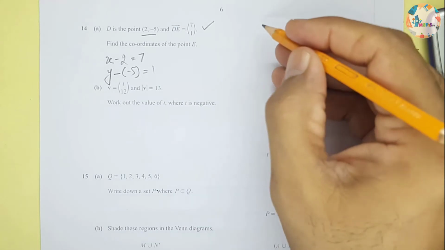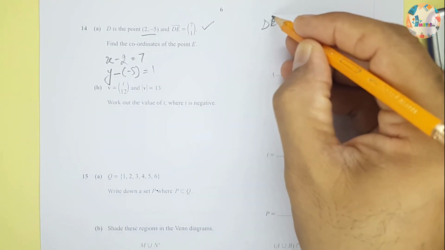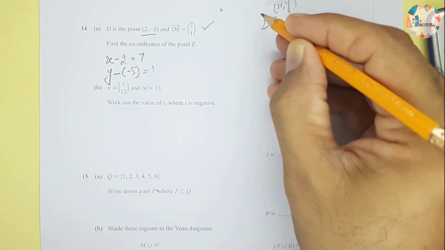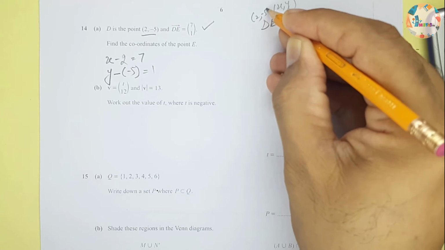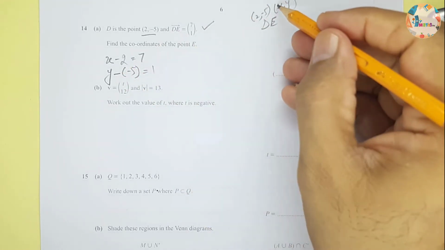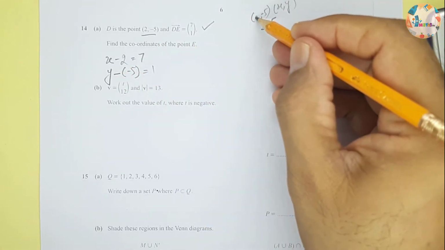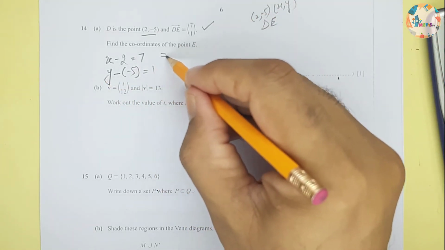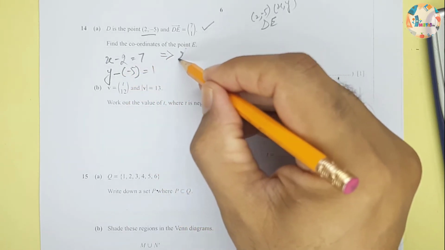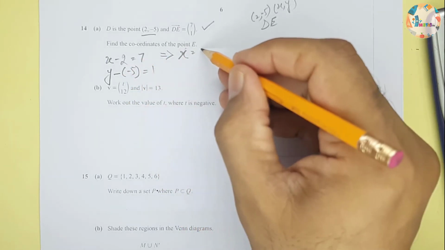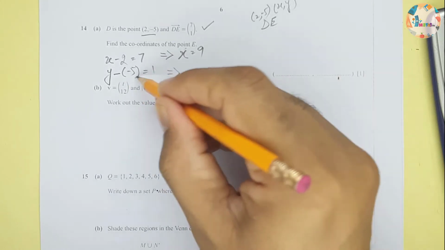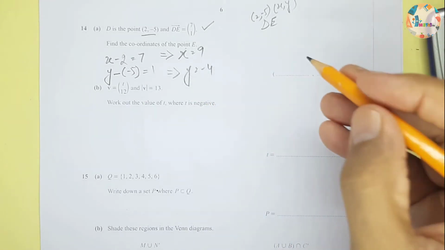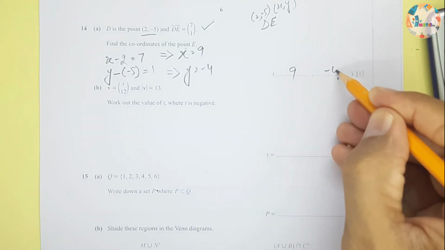So basically what we have done, we have taken DE, and the coordinates of E we have taken as x and y, and the coordinates of D are 2 and minus 5. And when we find DE, we take x minus 2 and y minus 5. This is what I have written. And this equation will give us x is equal to 7 plus 2, which is 9. And this equation will give us y is equal to 1 minus 5, which is minus 4. So the answer will be 9 and minus 4.